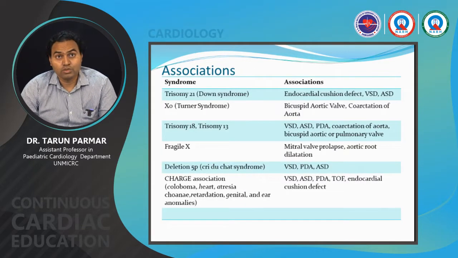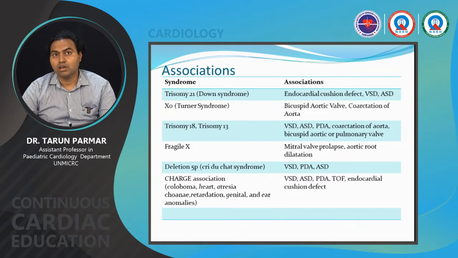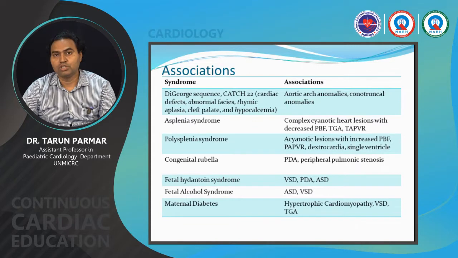These are the TGA, TAPVC, truncus arteriosus, etc. So there are lots of associations between CHD and genetic and chromosomal anomalies. Commonly we know trisomy 21, then Turner syndrome, then Edward and Patau syndrome, Fragile X syndrome, DiGeorge syndrome. These chromosomal anomalies have CHD association, and when we find CHD in any patient, we have to actively look for any chromosomal anomaly or genetic abnormality, because we need to prognosticate the patient. We need to see whether any other organ anomalies are involved or not.